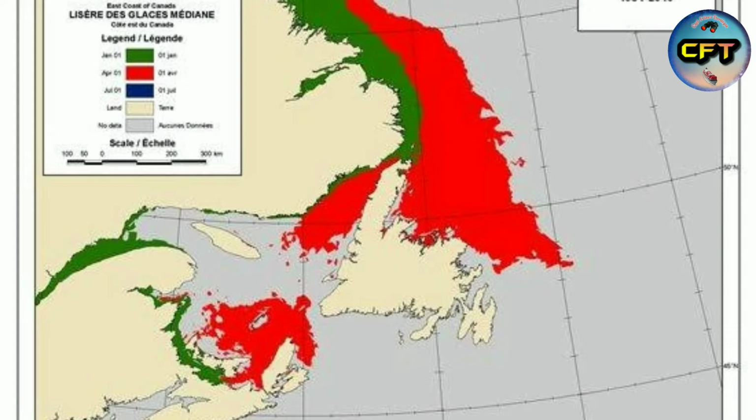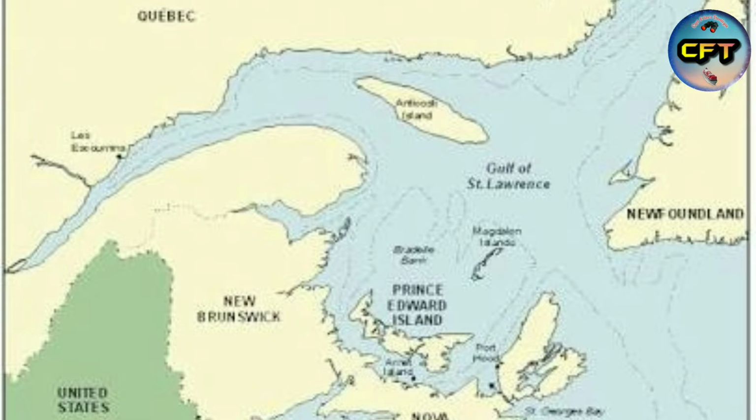This diagram illustrates the median ice age positions of the east coast of Canada in the months of January, April, and July. The Gulf of St. Lawrence area covers the St. Lawrence estuary eastwards from Quebec, the entire Gulf of St. Lawrence, the waters south of Nova Scotia, and the waters south of Newfoundland eastward to the islands of Saint-Pierre and Miquelon.